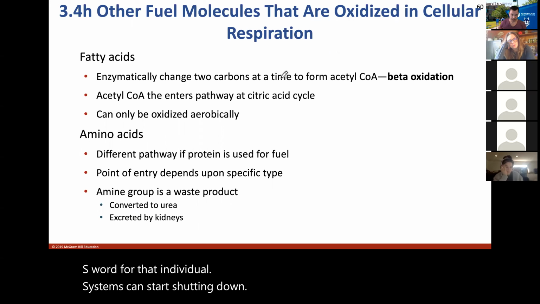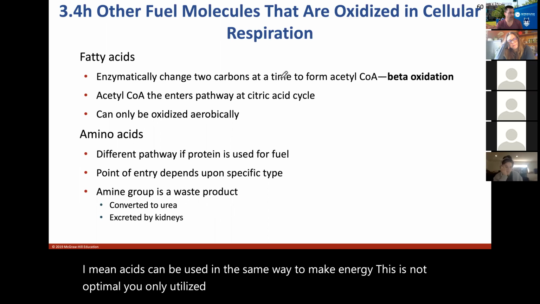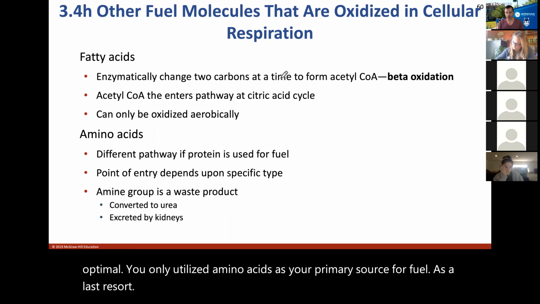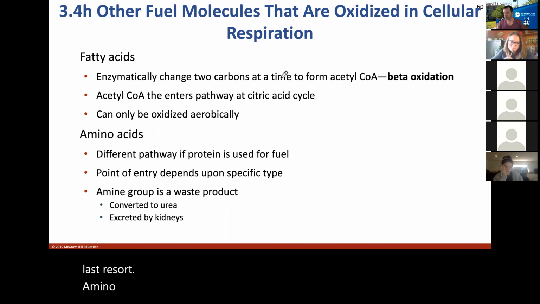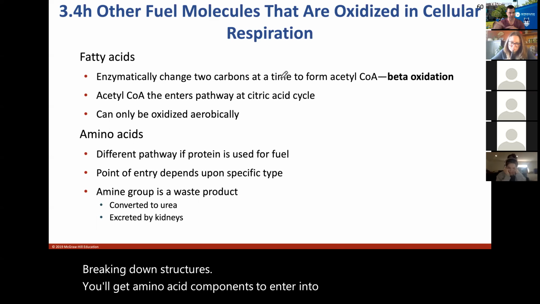Amino acids can be used in the same way to make energy. This is not optimal. You only utilize amino acids as your primary source for fuel as a last resort. Amino acids, proteins, they make things, structures. When you're breaking down structures, you'll get amino acid components to enter into the metabolic pathway at multiple different locations.